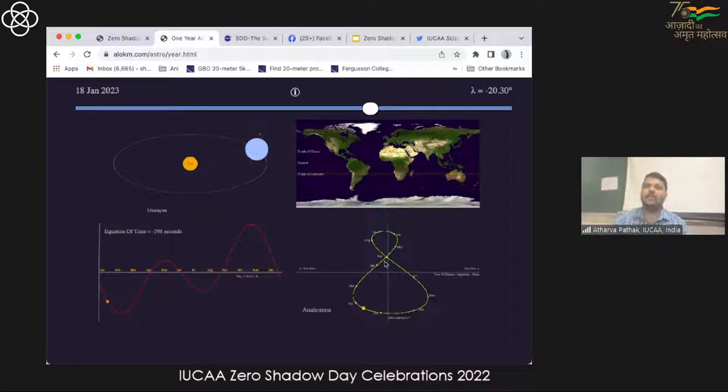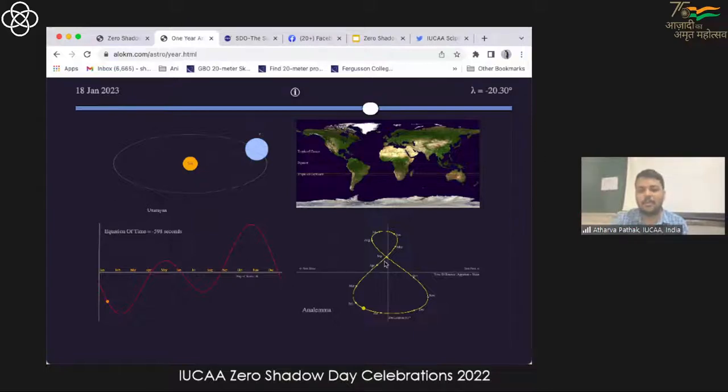Maybe if your school starts at, let's say, 9 a.m. or 10 a.m., you can select a time of 11 a.m. where you all will be there. And one of you should go and mark the tip of the shadow at 11 a.m. This activity can be repeated for the entire year. Once the full year is complete, you will observe that the tip of the shadow traces a figure of eight loop, where one of the loops is smaller than the other.